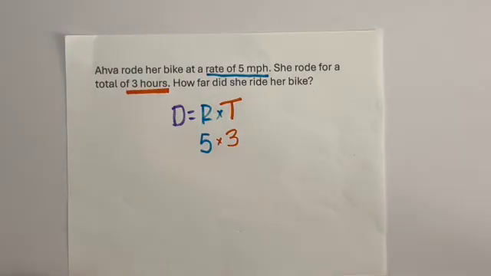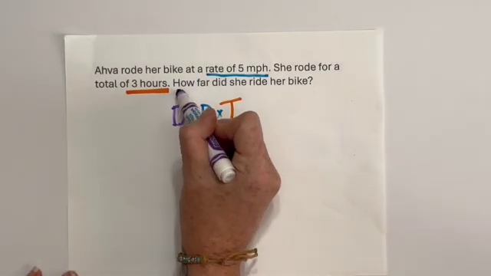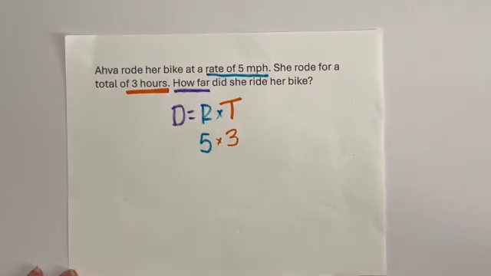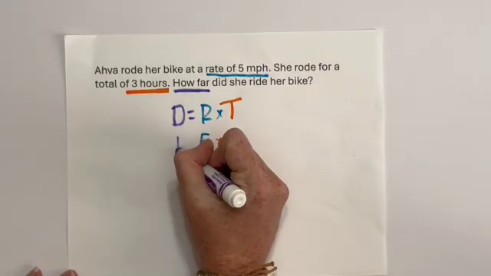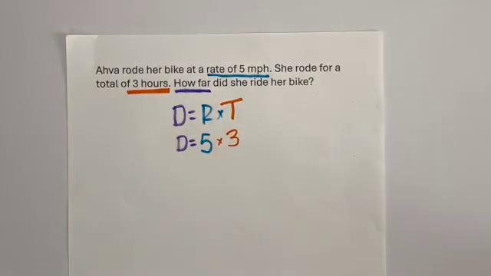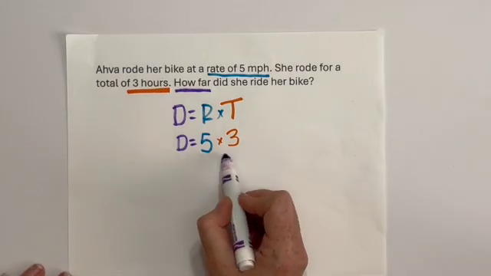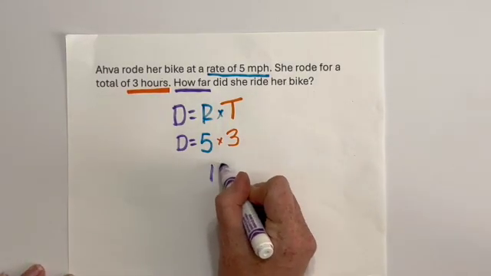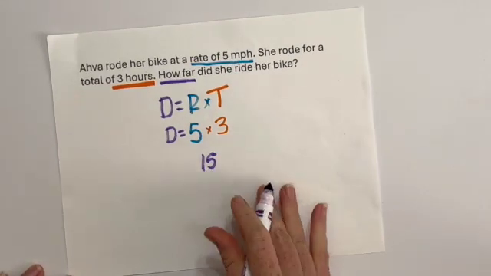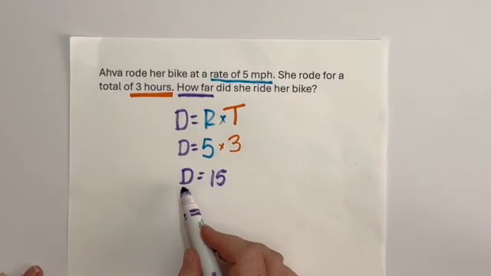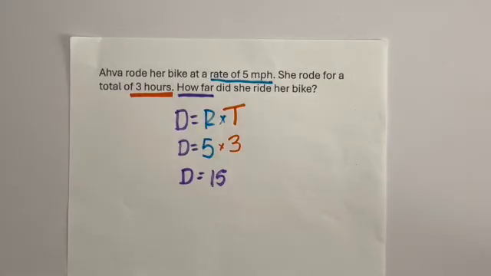The last one, it is asking me how far. How far? That is a measurement of distance. So we're going to put D in and keep that variable because we know what we're solving for. Now, I'm just going to multiply on one side of my equation. 5 times 3 is 15. Bring my variable down. And I have my distance is 15 miles.